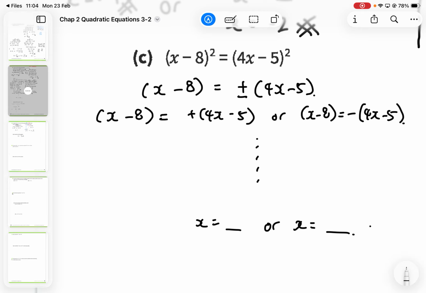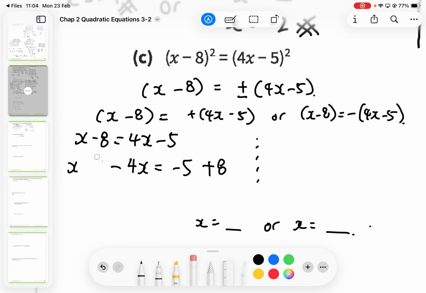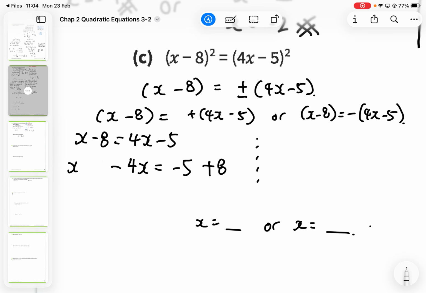The last part is just making x the subject. So x minus 8 equals to 4x minus 5. Put all my x on one side, put all my numbers on the other side. Negative 3x equals to positive 3. x equals to 3 over negative 3, so equals to negative 1. One of the answers.